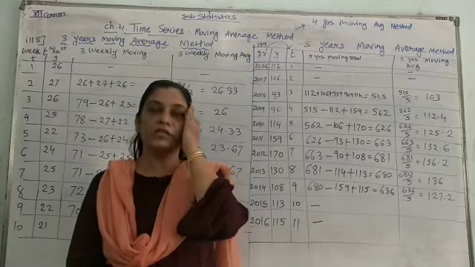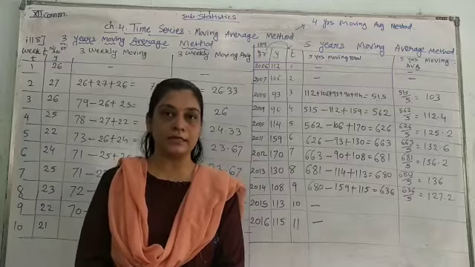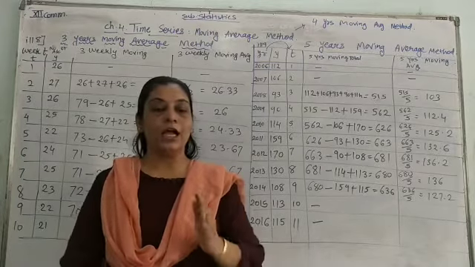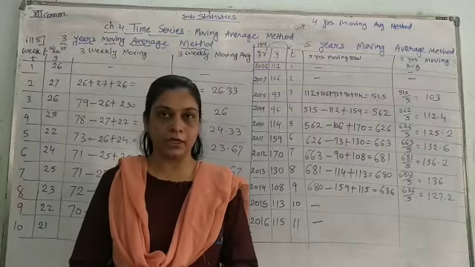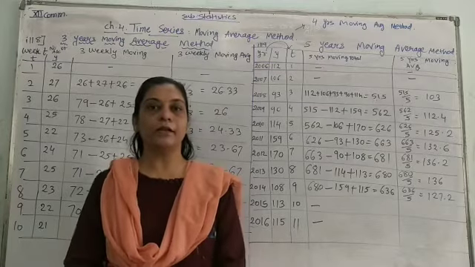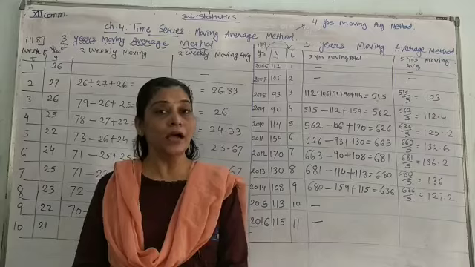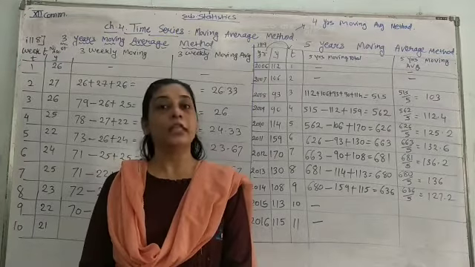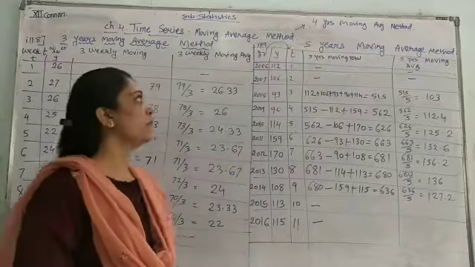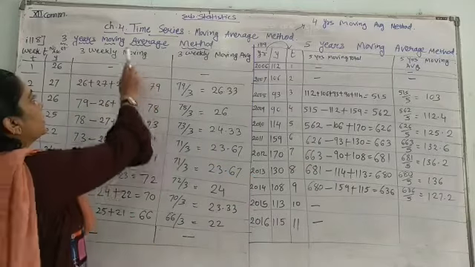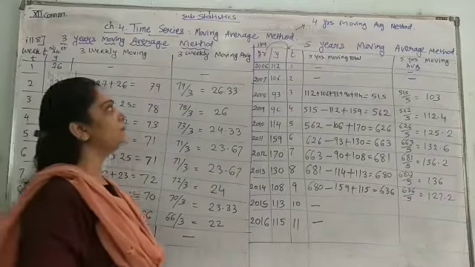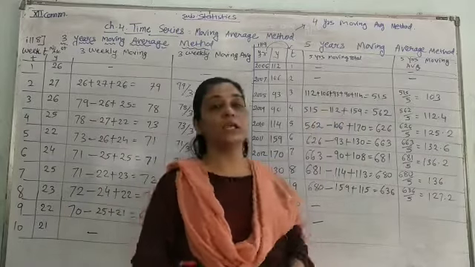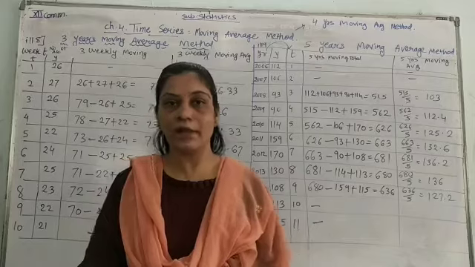Today we are going to see the fourth chapter of statistics, which is continued, and that is time series. I have already taught you the theory plus one method, that is the least square method, and now I will be teaching you the moving average method. There are three moving average methods. Number one is the 3 years moving average method. Number 2, the 5 years moving average method, and number 3 is the 4 years moving average method.